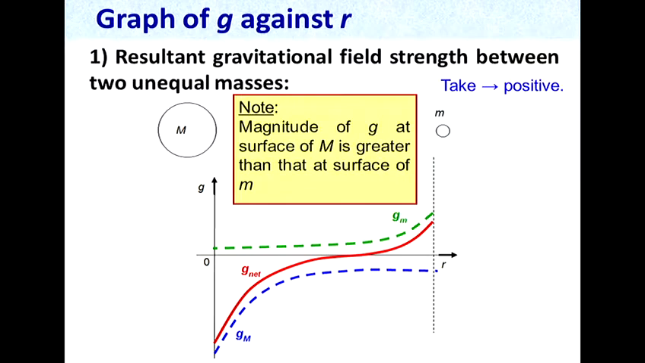And then for the resultant, you can see the magnitude of the resultant g field strength at the surface of big M is greater than that of the small m. That's what I said earlier, because the small m has a much smaller mass. So the resultant g field strength at the surface of small m will be smaller in magnitude than that at the surface of the big M.